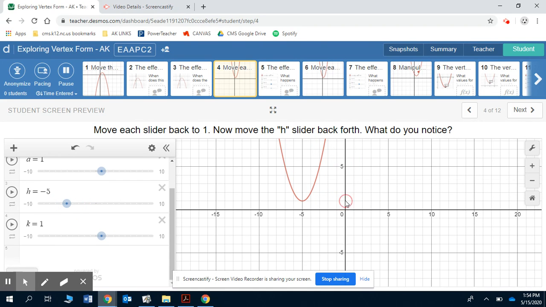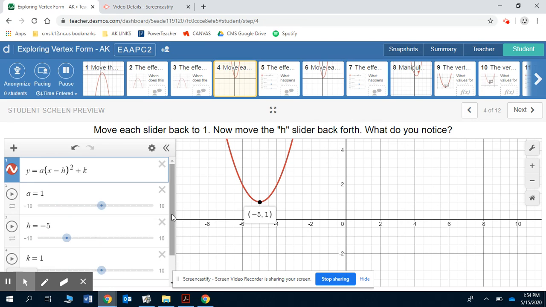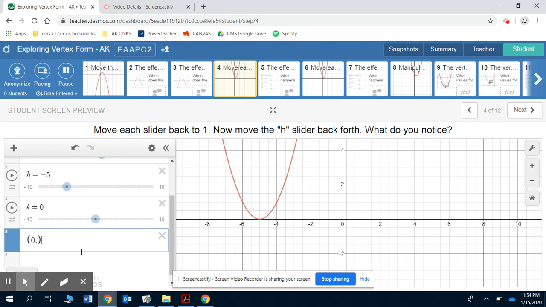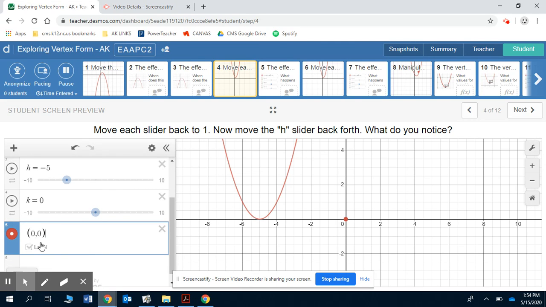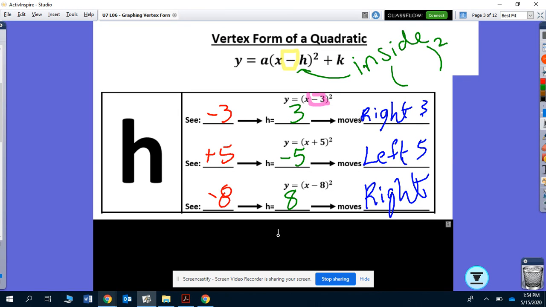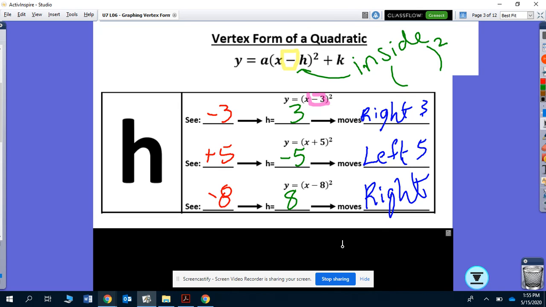So we moved from here, 0, 0, all the way over to negative 5, 0, right on the x-axis, because our h was truly negative 5. But again, it's the opposite of what you see. Last one, we see x minus 8, but h is truly positive 8, which means we move to the right 8 places.